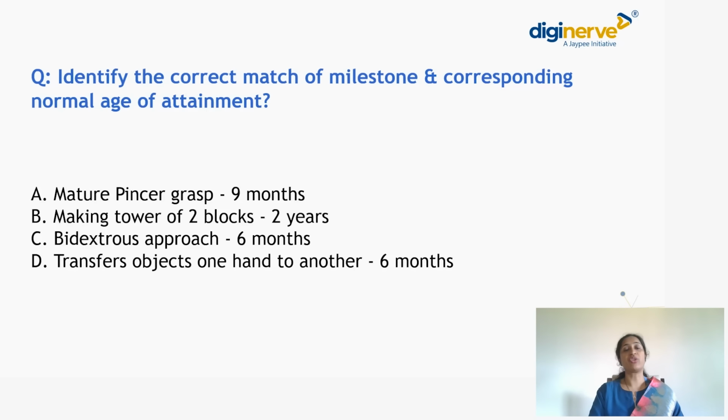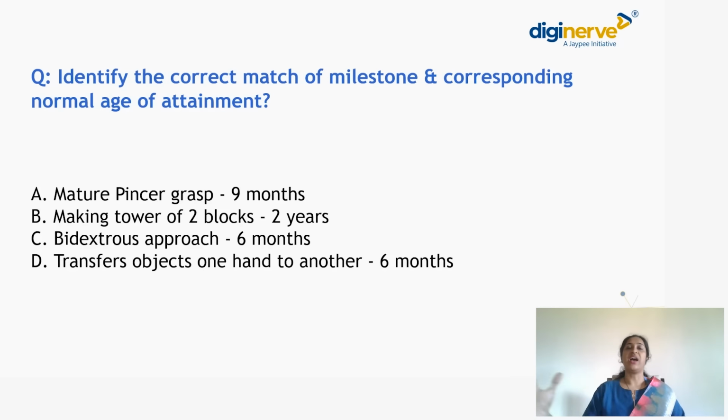B, making a tower of 2 blocks by 2 years. When does a child learn to stack blocks? A child learns to stack blocks as early as 1 year. So the fact the child is making a tower of 2 blocks at 2 years is wrong. This child will learn to make a tower of 2 blocks by 15 months itself. So tower of 2 blocks by 2 years is the wrong answer.